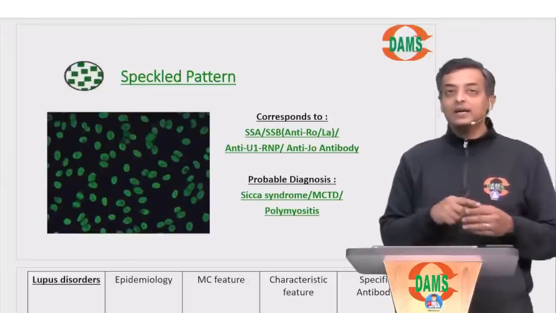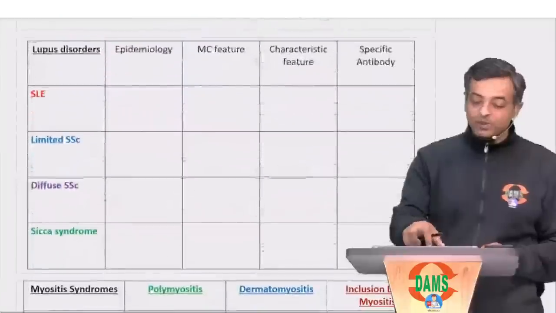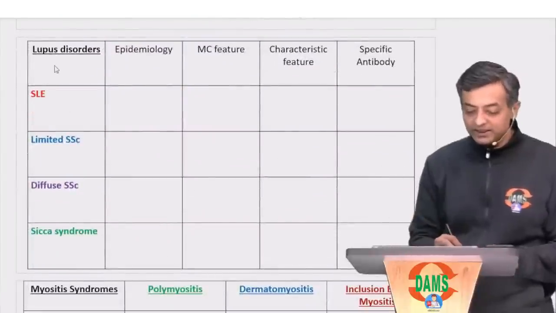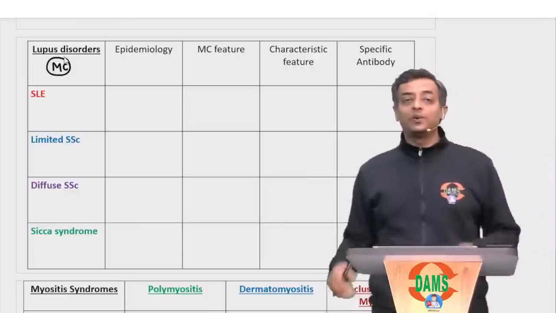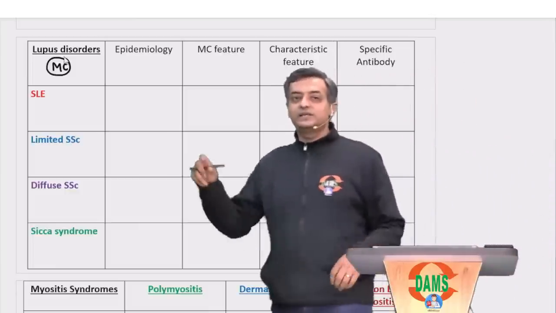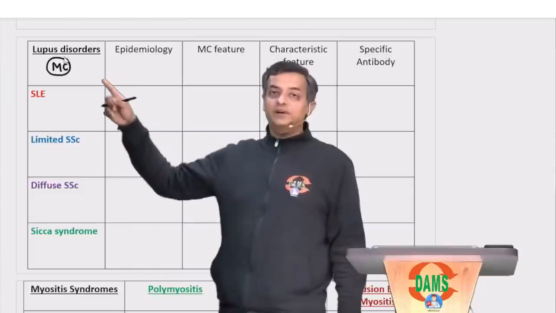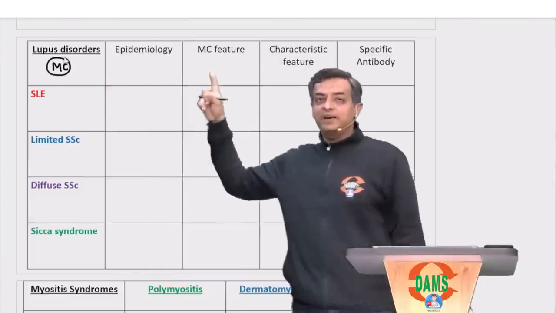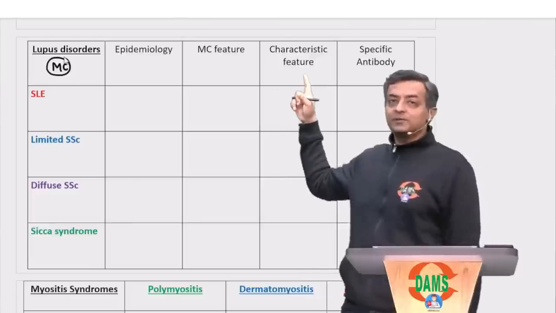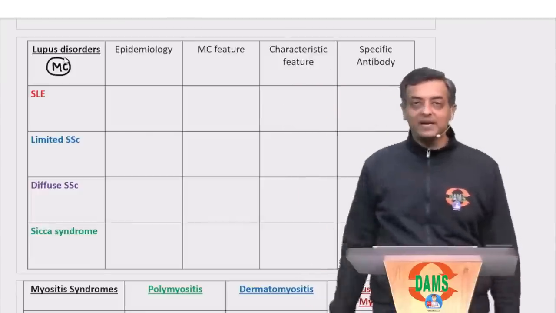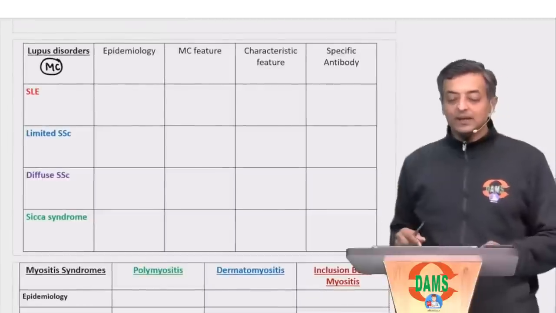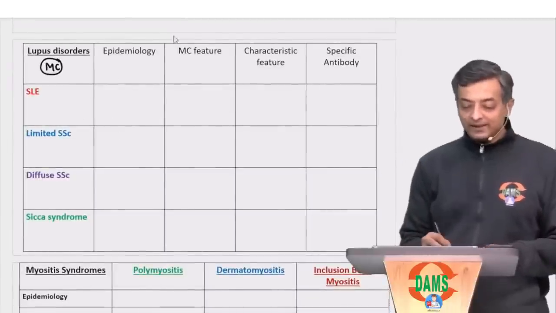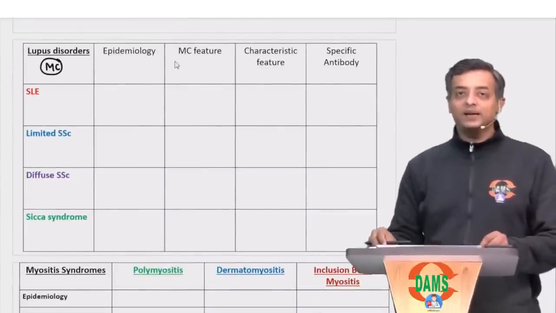Needless to say, the most common group of rheumatology disease in practice are the lupus disorders. So tell me, epidemiology, common feature, specific antibody. Come on, one by one we want to do. So start with SLE, make it colorful.